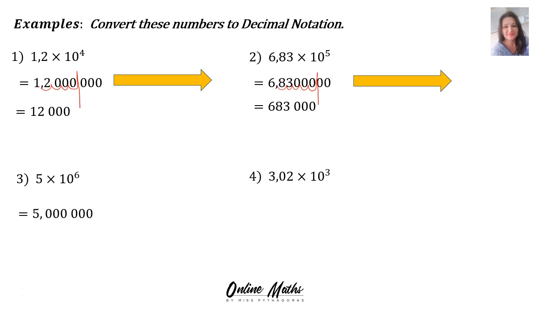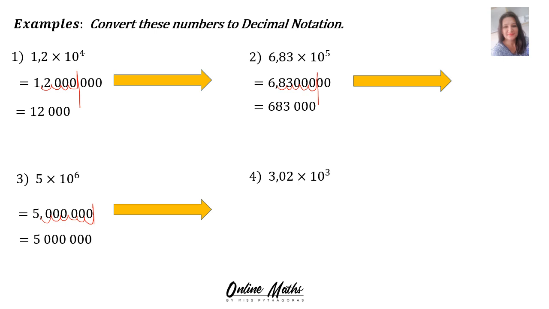Number 3. 5 times 10 to the power of 6. You write 5, comma, and you add a couple of zeros. And now we move the comma to the right 6 times. 1, 2, 3, 4, 5, 6. And the answer, 5 million.